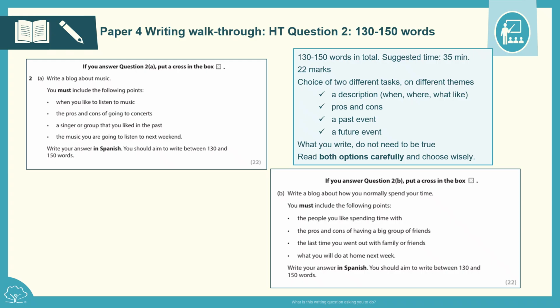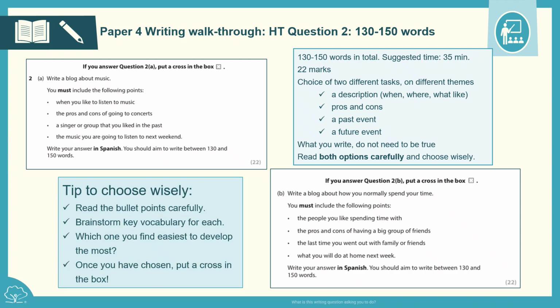You can see on the top right the description of each bullet point, what you need to write about, and some extra tips. As usual, you must read the bullet points carefully. It's up to you, but I recommend you brainstorm some ideas for each of the bullet points before you make the decision of which one you want to write about. Think about which one is the easiest for you to write about, and when you have chosen one, remember to put a cross in the chosen topic. Okay?